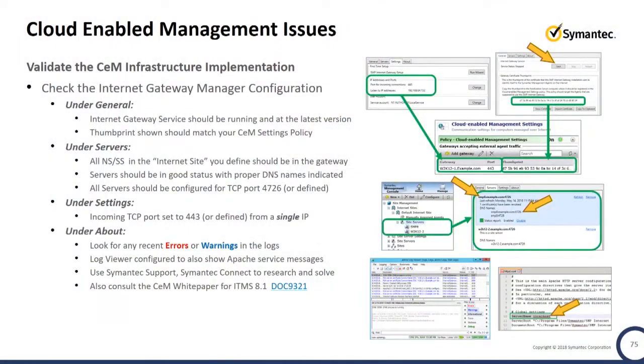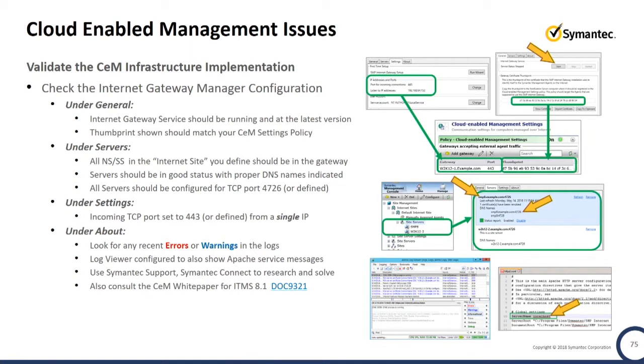Now a lot of this applies, of course, to 8.1 today. It applies to 8.5 today, but obviously in RU1, we may have to rewrite this for the latest version of the internet gateway, not using Apache. All right, so check the configuration. It's really quick to do because everything's right in front of you. Open the internet gateway manager and go through the tabs. Basically check every setting down the line.